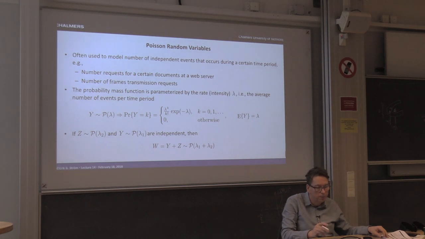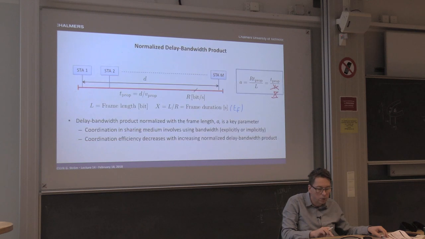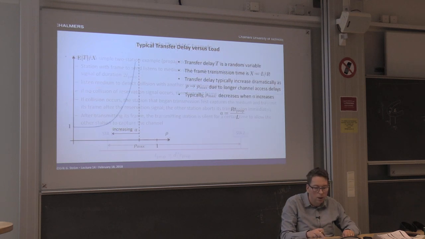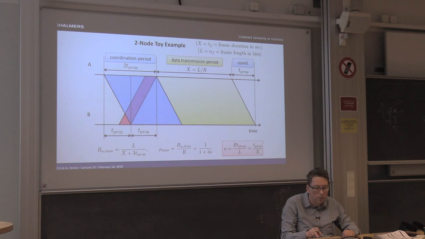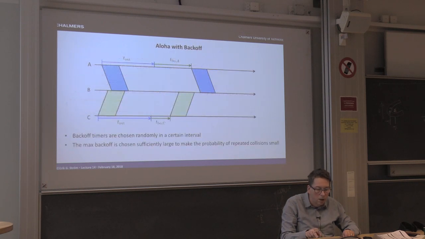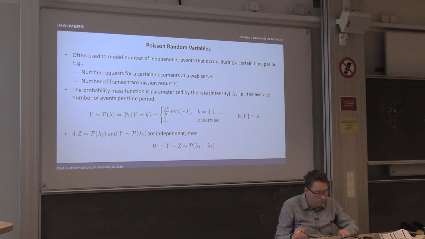Okay, so to do this, we need to say something about these. If we go back to this situation where we have stations here and they generate frames, we say that they generate frames somehow randomly, right? Not periodically, but in a random fashion. And they generate what's known as Poisson data traffic. So what is that?